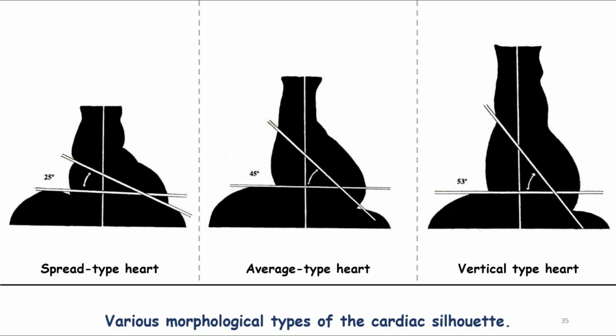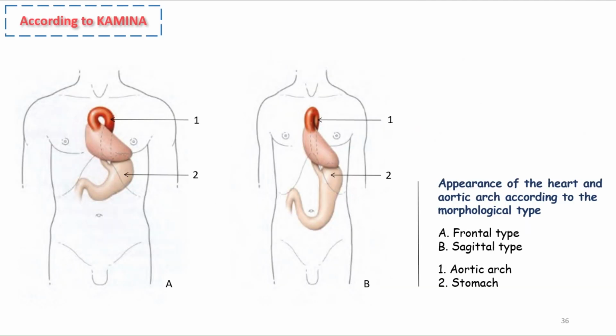This image illustrates the three main morphological types of the cardiac silhouette based on its axis. Spread type heart with a more horizontal axis, approximately 25 degrees. Average type heart with a mid-position axis, approximately 45 degrees. Vertical type heart with a steep, upright axis, approximately 53 degrees. And this image shows the frontal, A, and sagittal, B, morphological types of the heart and aortic arch, based on Kamina's classification. It compares the position of the aortic arch, 1, and the stomach, 2, in each type.